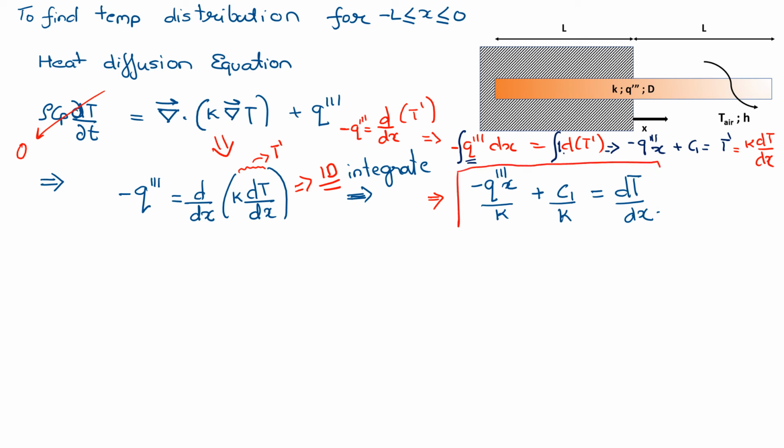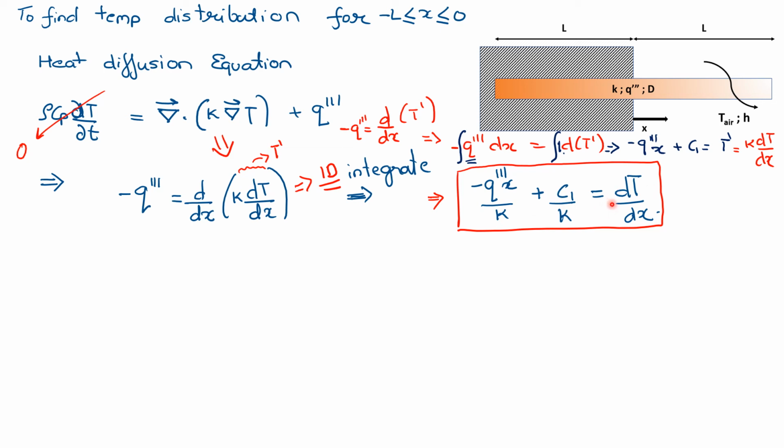Make sure that you use this equation, because in some scenarios it is extremely useful whenever you're given a boundary condition which says that there is a heat flux or an adiabatic boundary condition. You can directly say that your dt by dx is equal to q double prime, or if it's adiabatic, your dt by dx is equal to 0. So you can directly use this equation right here and say, okay, if your dt by dx is equal to 0, your q triple prime times x by k plus c1 by k equals 0.